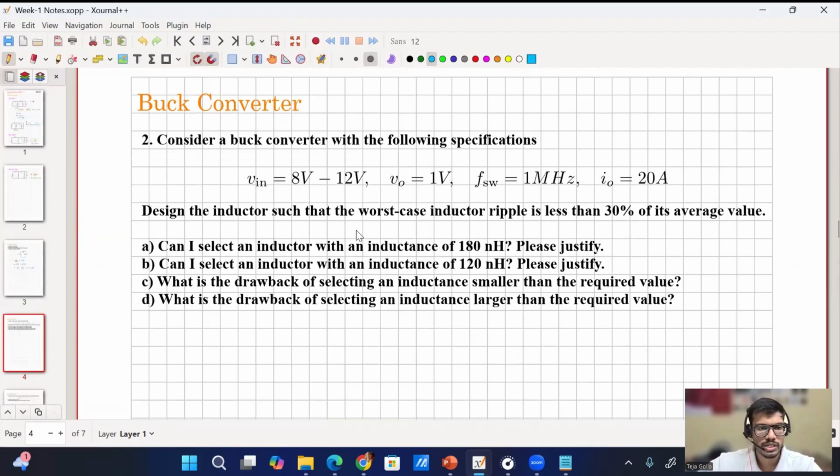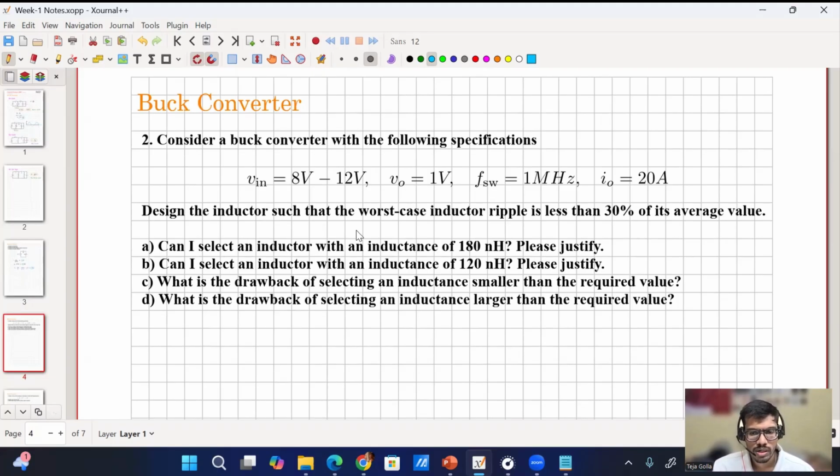So the next question is based on the buck converter. Let me read out the question. Consider a buck converter with the following specifications. V in is varying from 8 volt to 12 volt. V out is regulated at 1 volt. Switching frequency is 1 megahertz and load current is 20 amperes. Design an inductor such that the worst case inductor current ripple is less than 30% of its average value.